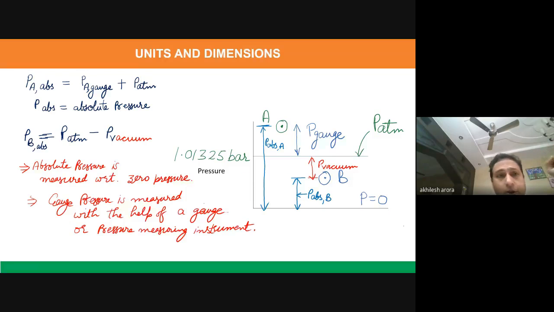Now let us talk about the other types of pressures. One is gauge pressure, another is vacuum pressure, and the last one is the absolute pressure. Let us see this chart, which is shown here. This is a very important chart.